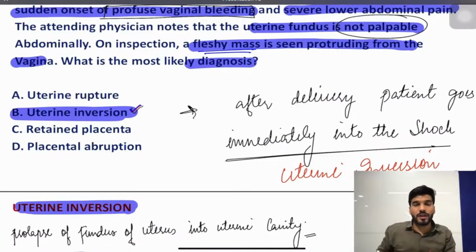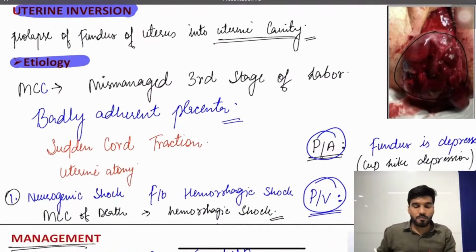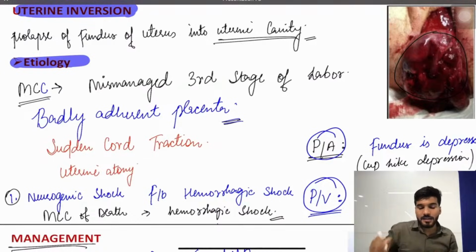Now, what exactly is uterine inversion? It is prolapse of the fundus of the uterus into the uterine cavity. So, what is the most common cause? The most common cause over here is going to be mismanaged third stage of labor, or badly adherent placenta, or sudden contraction or uterine atony.